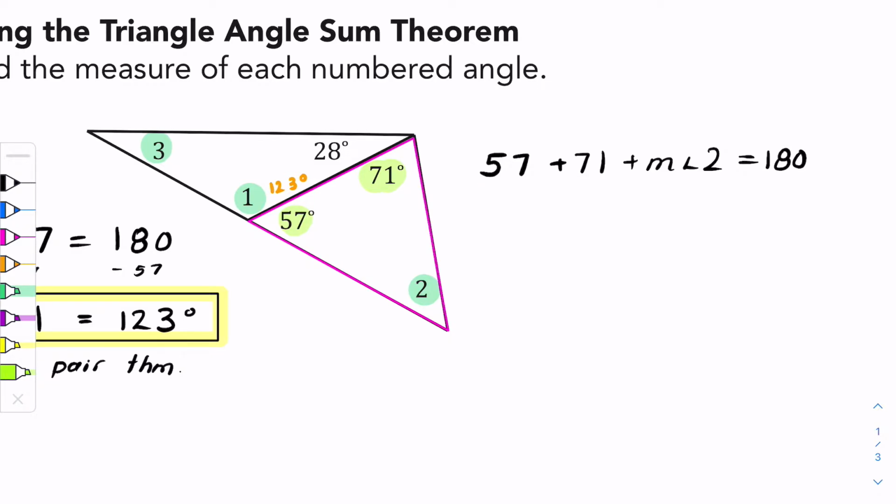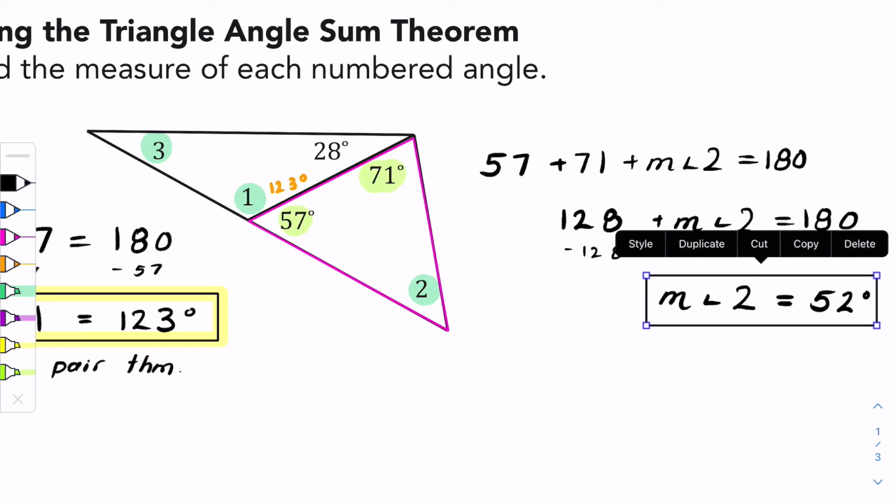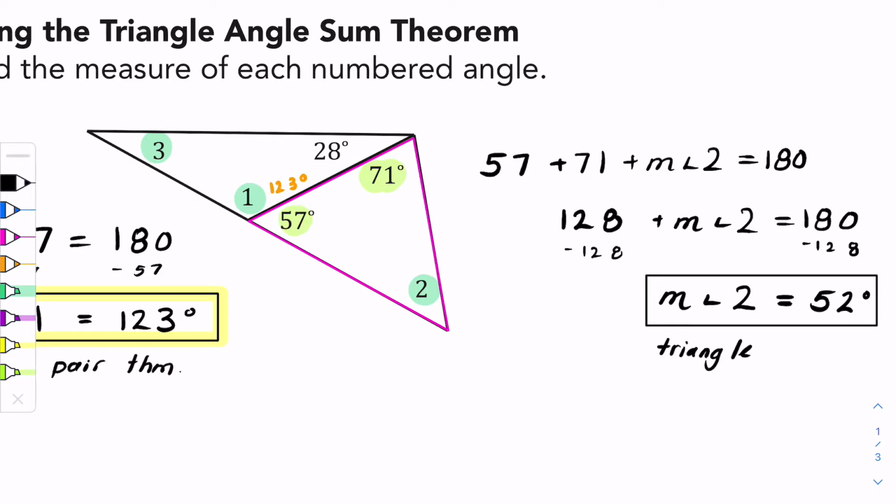57 plus 71 is going to give us 128 plus the measure of angle 2, and this is equal to 180. Subtract 128 from both sides, and the measure of angle 2 is equal to 52 degrees. Underneath this, I'm going to indicate that I used the triangle angle sum theorem. I used the fact that the interior angles of a triangle add to 180 degrees.